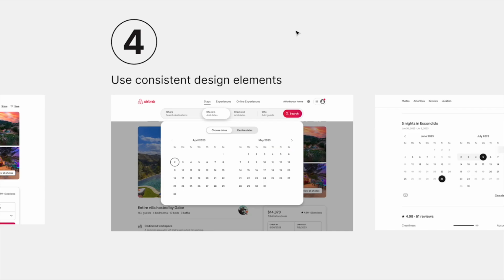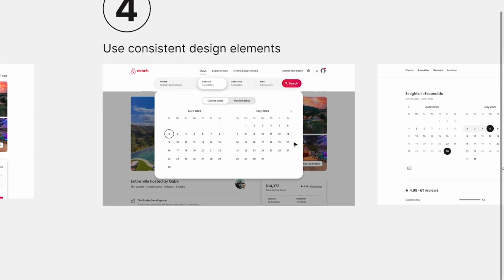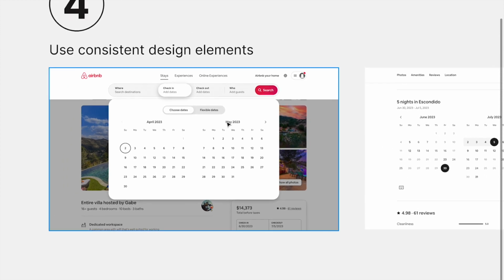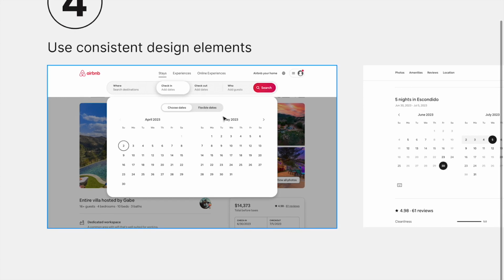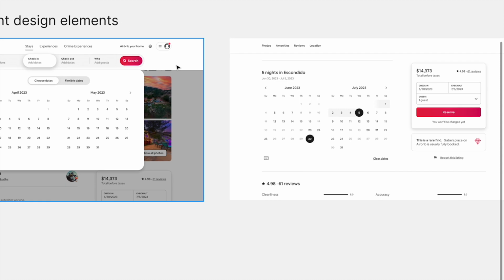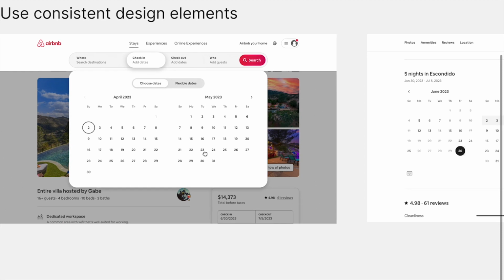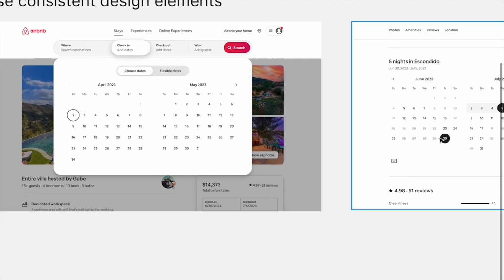And the fourth lesson is to use consistent design elements all throughout each of your pages. Right here in Airbnb, we see that they are using this calendar component throughout many different pages. They have one here at the search bar, they have one here on the listings pages, and what you'll notice is that these calendars look very similar to each other. They're using the same color, font, weights, maybe different sizing depending on where it's used, but most of the design decisions are going to be the exact same no matter where you see this calendar.